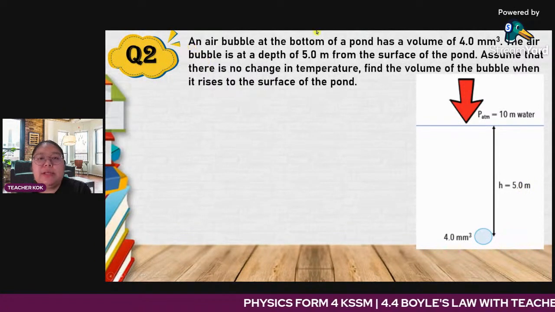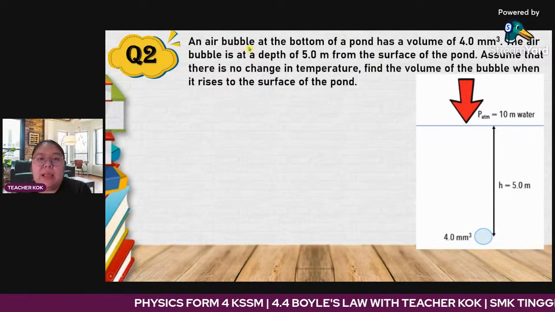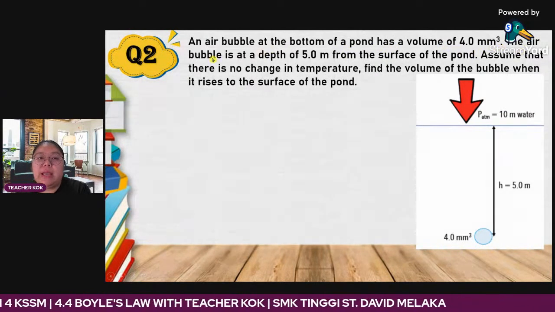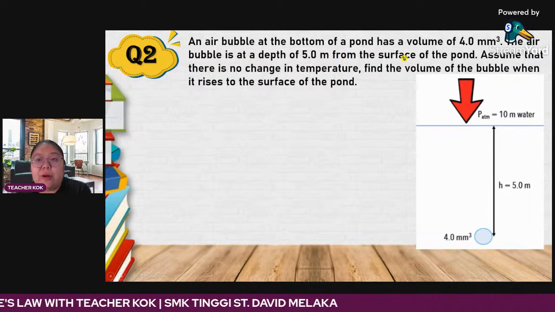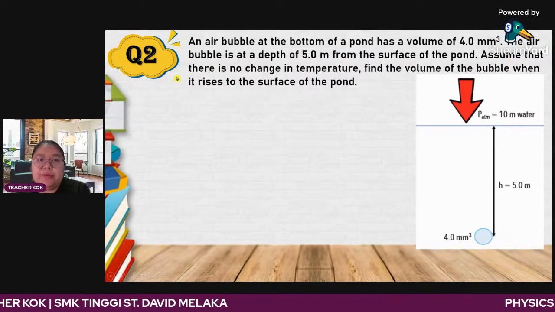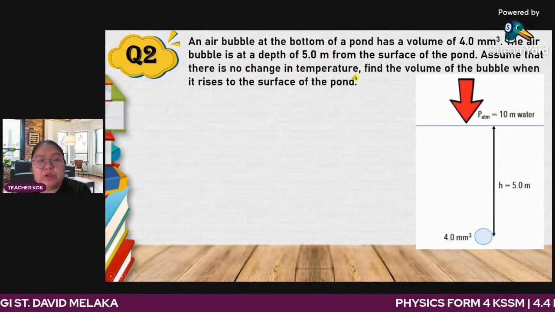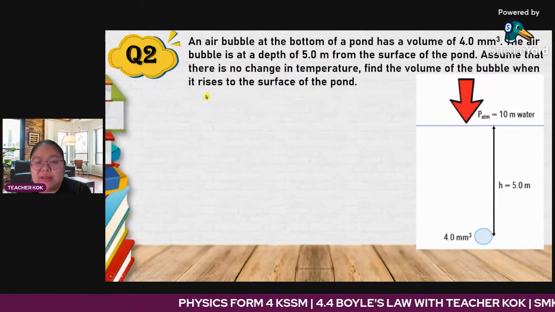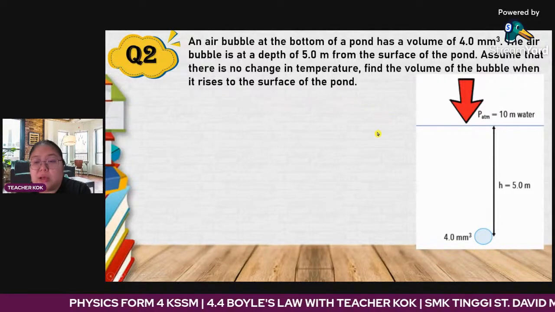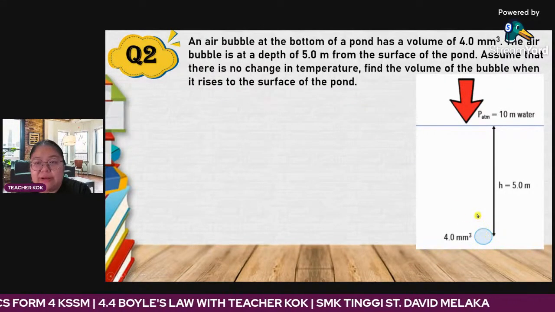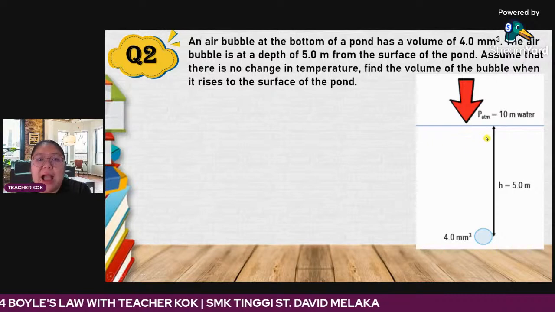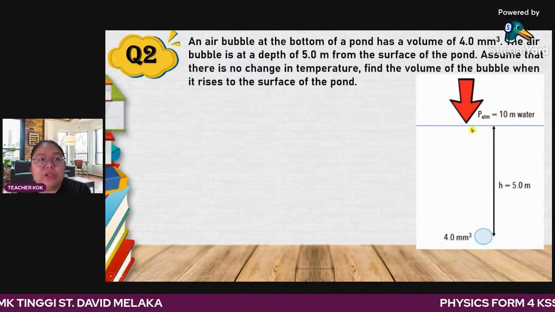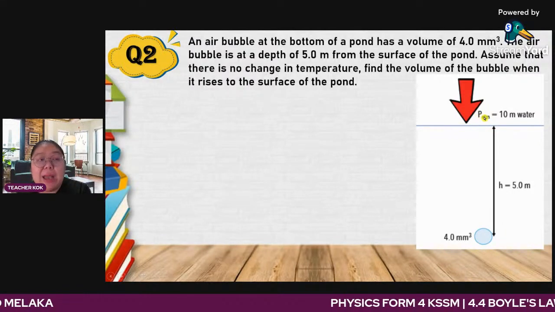So from here we see the diagram and the question. A bubble at the bottom has volume 4 millimeter cube. The bubble is at a depth of 5 meter from the surface. Assume there's no change in temperature, so the temperature is constant. Find the volume of the bubble when it rises to the surface of the pool. They ask you, what is the volume? When it rises to the surface, now you need to change the pressure. The pressure will change to atmospheric pressure.